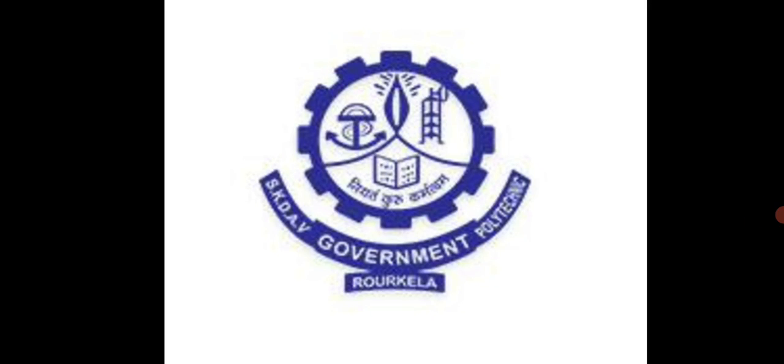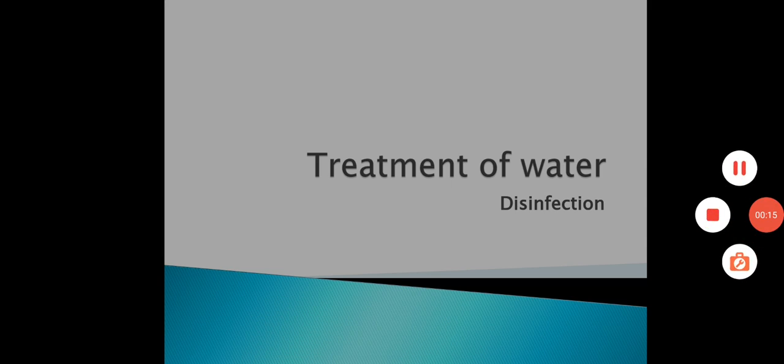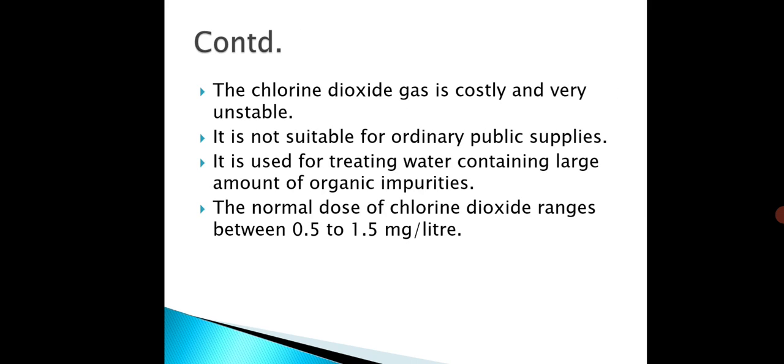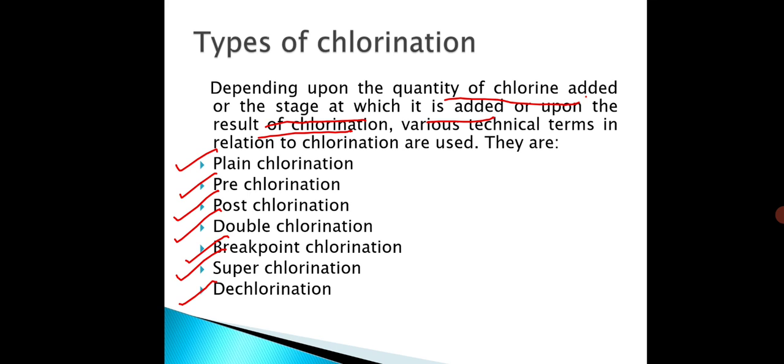In the last class we have discussed various forms of chlorine, and today we are going to discuss different types of chlorination. Depending upon the quantity of chlorine added, or the stage at which it is added, or upon the result of chlorination, various technical terms are used in relation to chlorination, that are plain chlorination, pre-chlorination, post-chlorination, double chlorination, breakpoint chlorination, superchlorination and dechlorination. So now we will discuss in detail about these types of chlorination.